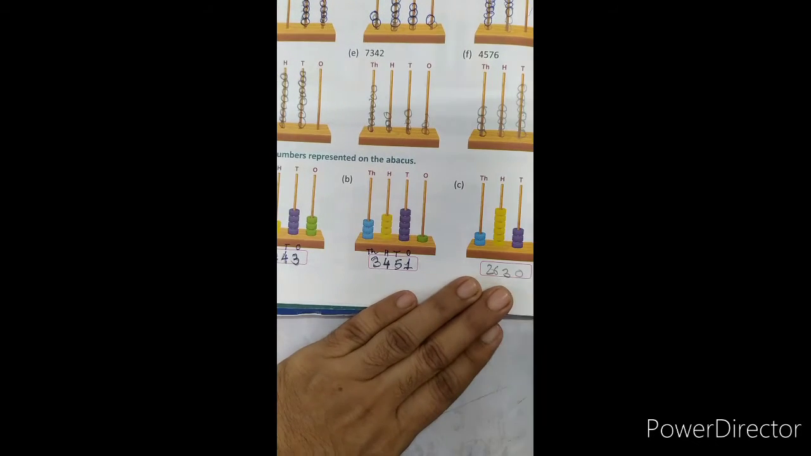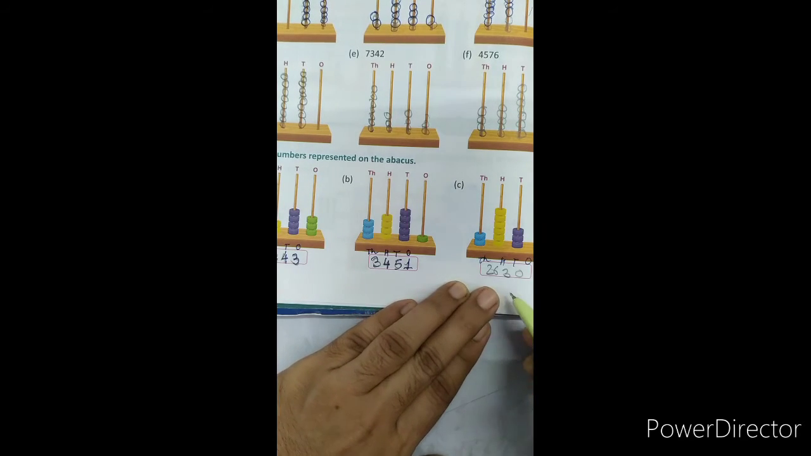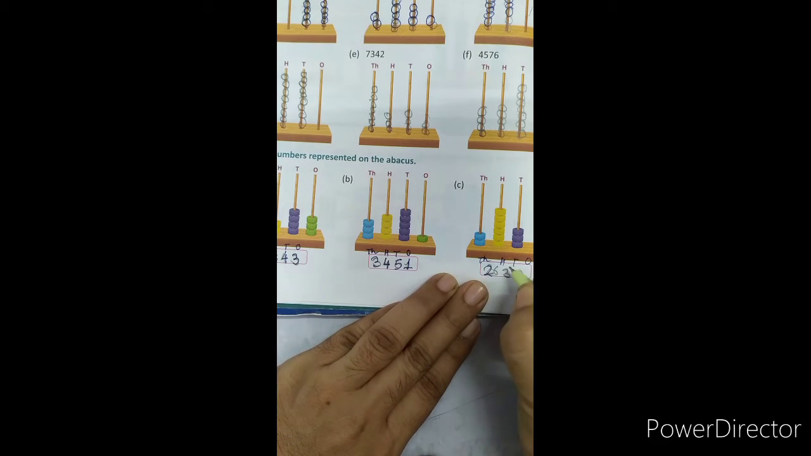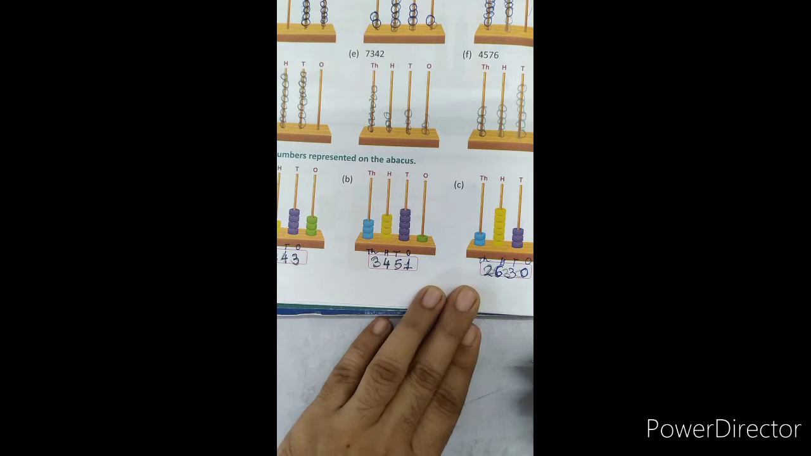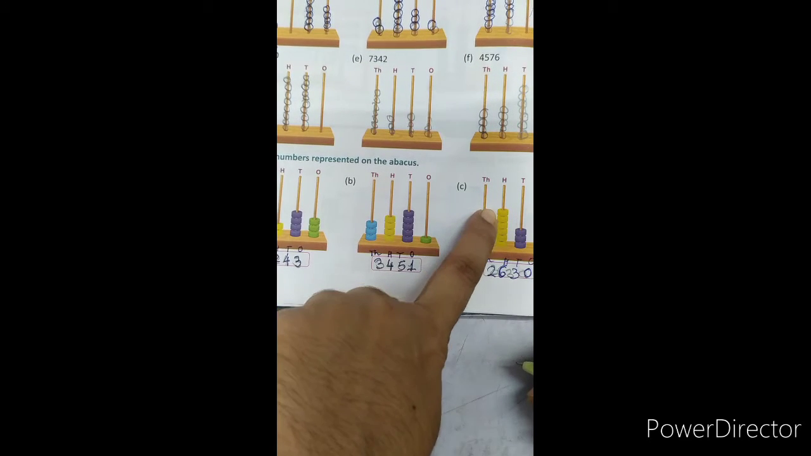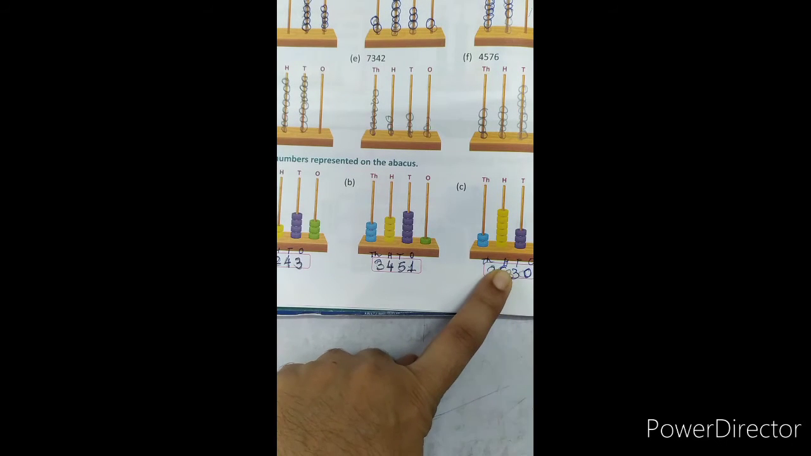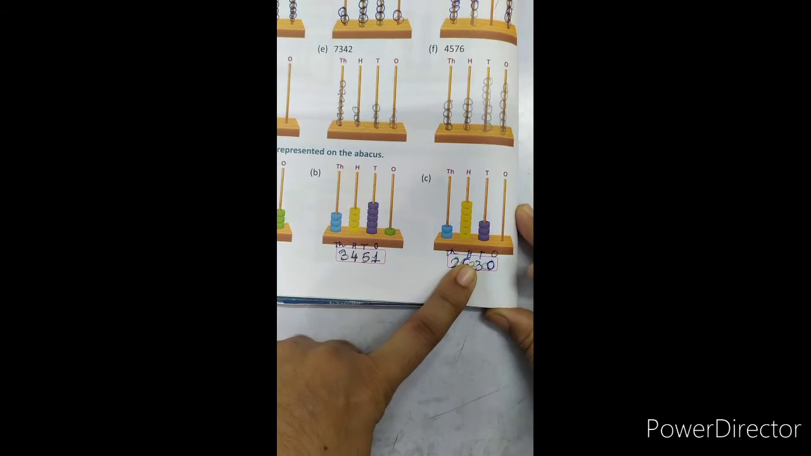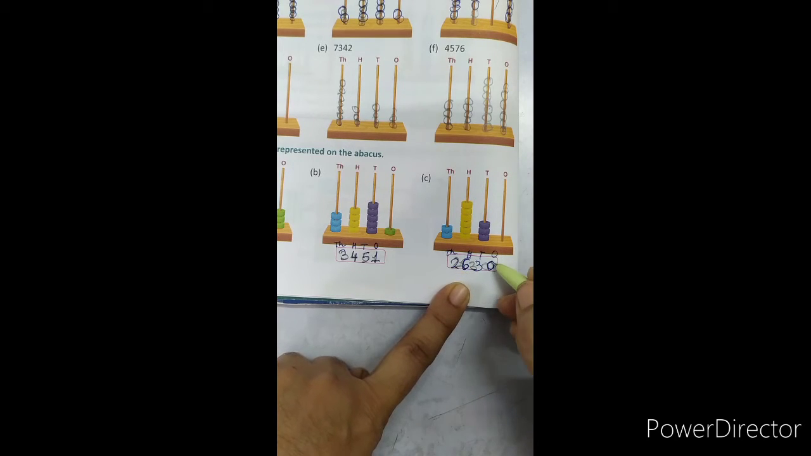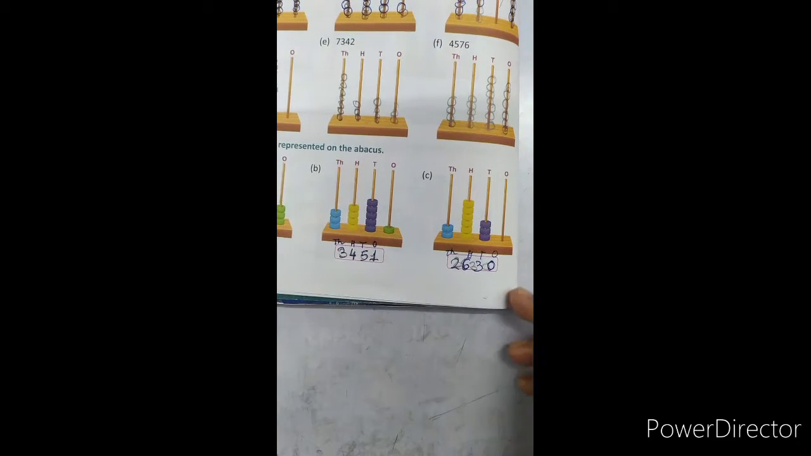3451. Again write the positions and write the number 2, 6, 3, 0. You can find 2 blue beads in 1000 position, 6 yellow beads in 100 position, 3 purple beads under tens position, and no beads in your ones position. So no beads means you are going to write 0. So number becomes 2630.